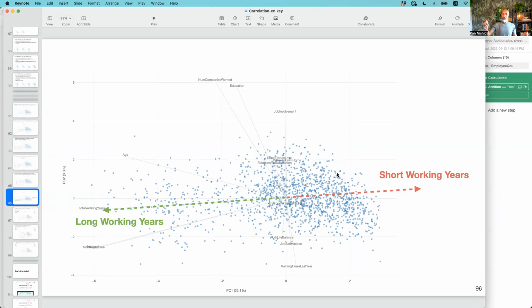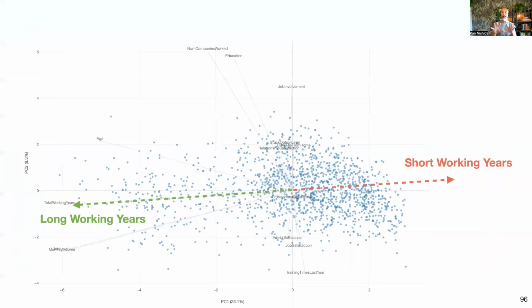So that's just a direction. For example, here, how about in between? That means these people have a smaller number of working years and smaller monthly income. So it's all a relative relationship between the employees in this particular case and the variables. That's why this chart is so useful, because you can see the relationship among the variables, but also the relationship among the variables and the data itself.